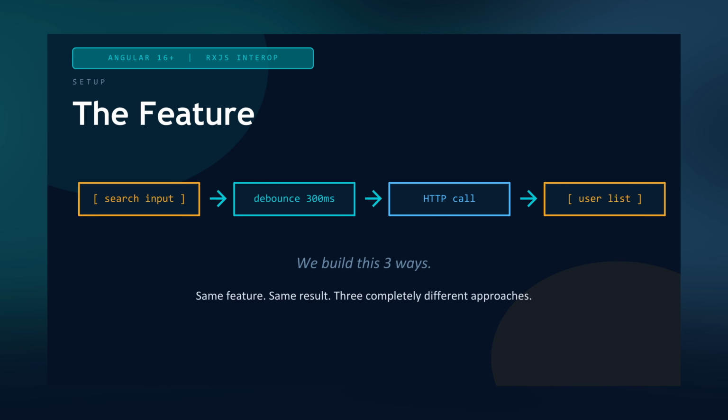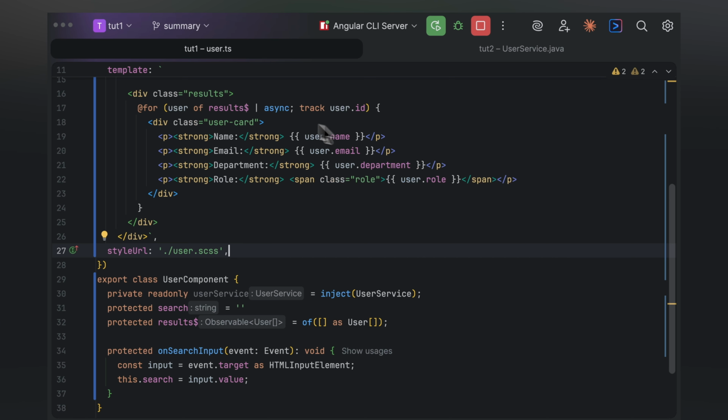The feature, a user list with a search input. User types, list filters, HTTP call, with debounce. Simple enough that we can focus on the pattern. Real enough that it actually shows up in production. Same feature, same result, three completely different approaches. Let's go. Way number one, the classic.